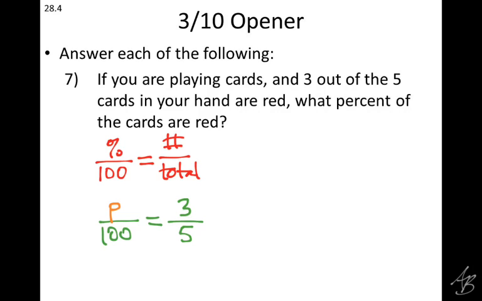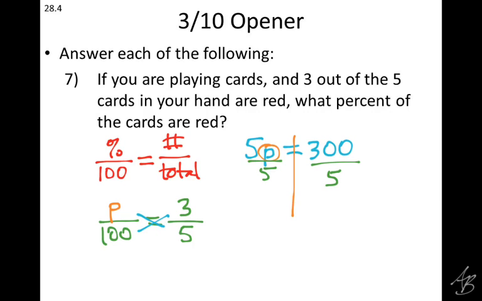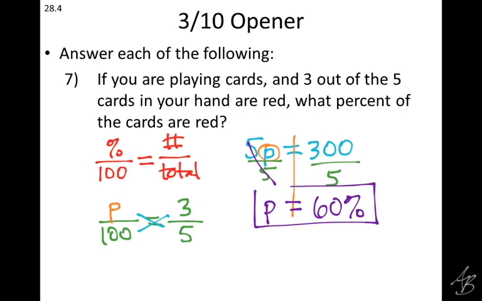So to solve this, we cross multiply. So we do P times 5 and get 5P, and we do 3 times 100 and get 300, and we set those equal to each other. Then to get P by itself, divide by 5 on both sides. 5's cancel on the left, leaving P. And on the right side, 300 divided by 5 is 60. And it is a percent, so we get P equals 60%. So 60% of the cards we have in our hand are red.